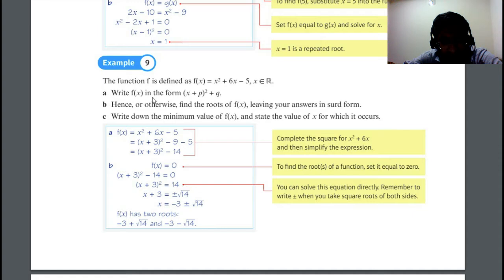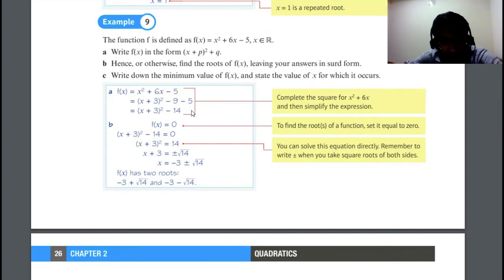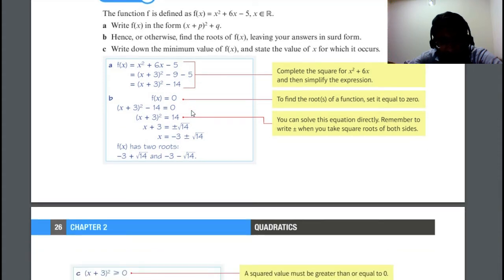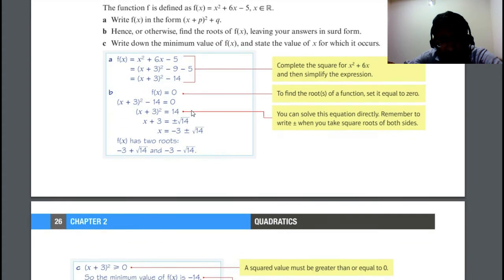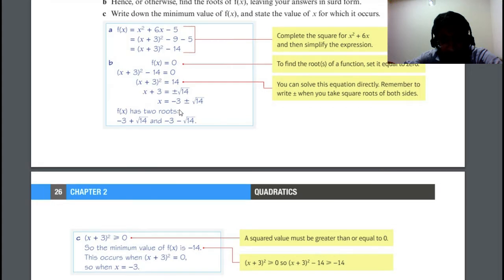Write f of x in the form x plus p whole squared. Completing square form, you have to write it. And that's it. Then you have to find when you will have the minimum value, when you will have the highest value. Again, that varies from question to question, and in each question you'll have to look at the answer.